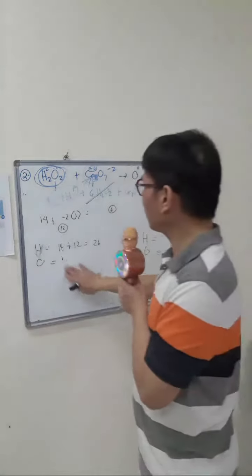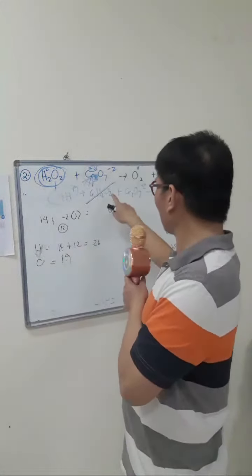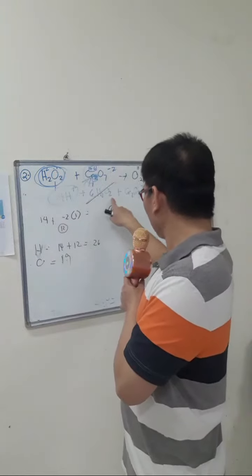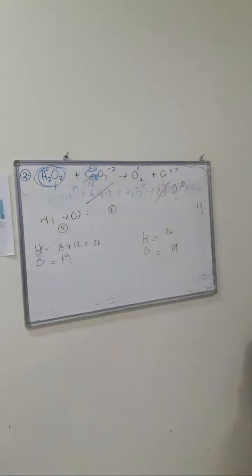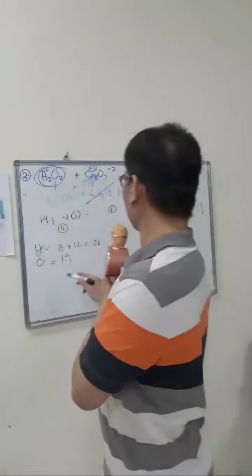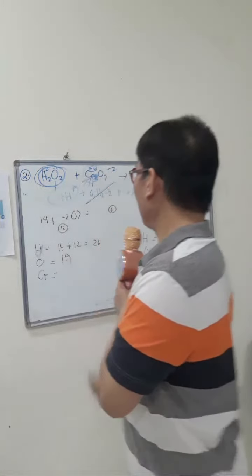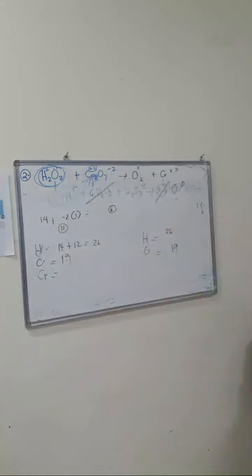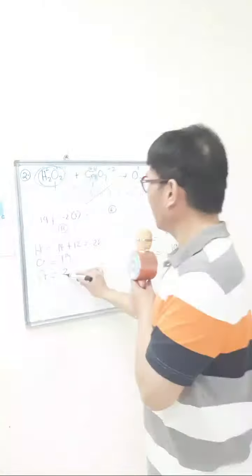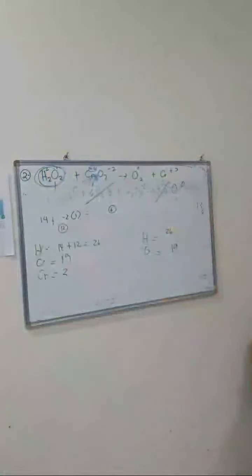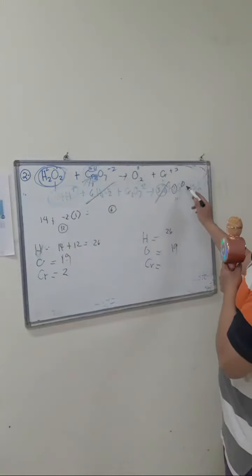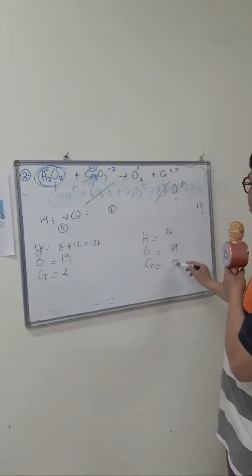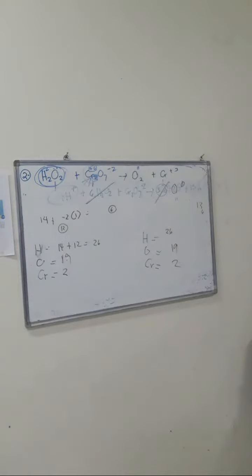Also on the left, look, 6 times 2 is 12, 12 plus 7 is 19. And then last will be the chromium. Let's check the chromium. From the left it is 2. And on the right, how much chromium? It's 2 also. See, perfect balance.